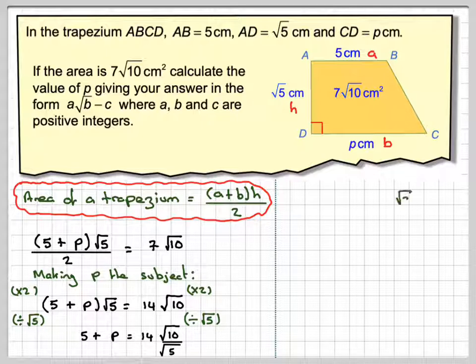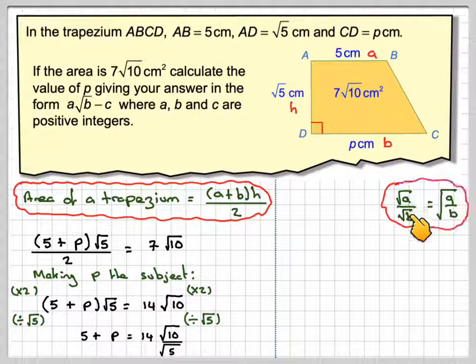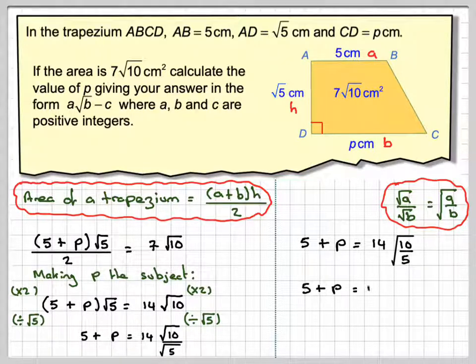Now, from the rules of surds, we know that the square root of A divided by the square root of B is the same as doing the square root of A divided by B. So rewriting this out, 5 plus P is equal to 14, the square root of 10 divided by 5. And then 10 divided by 5 is 2. So we're going to have 5 plus P is equal to 14 times root 2.